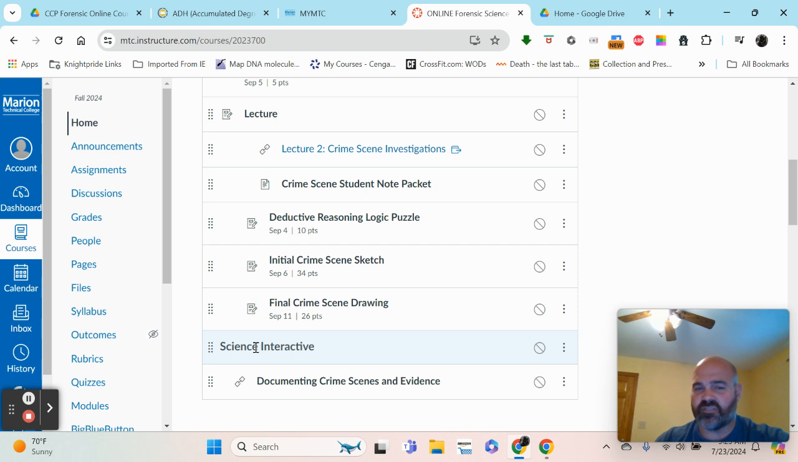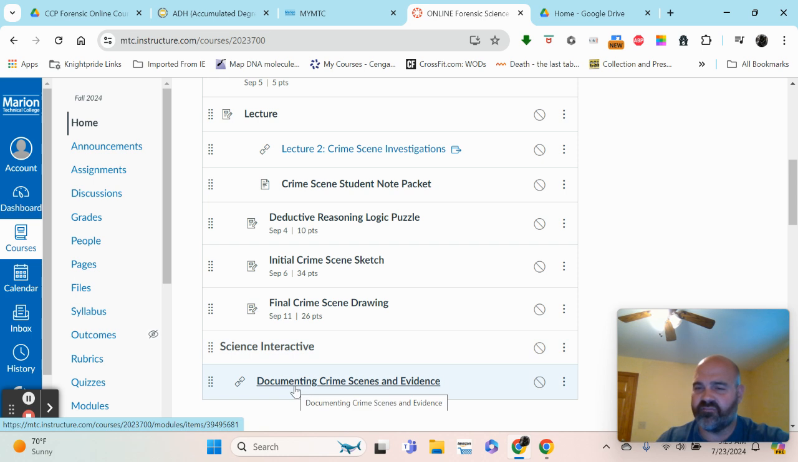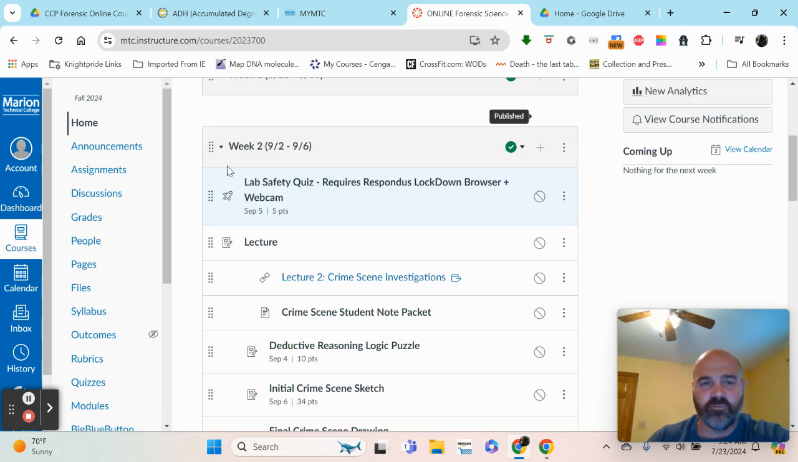And then there is the Science Interactive, and this is documenting crime scenes and evidence. So again, you'll click on this, it'll take you to the Science Interactive website where you'll work through some virtual lab stuff, and then you'll do some hands-on lab stuff as well that should help you be able to complete the virtual part. Now, in order to be able to do most of that, you do have to have the kit. So if you have not ordered the kit, you're going to be in trouble. Make sure as soon as I get you your code, you send in for that kit. All right, so that's week 2.